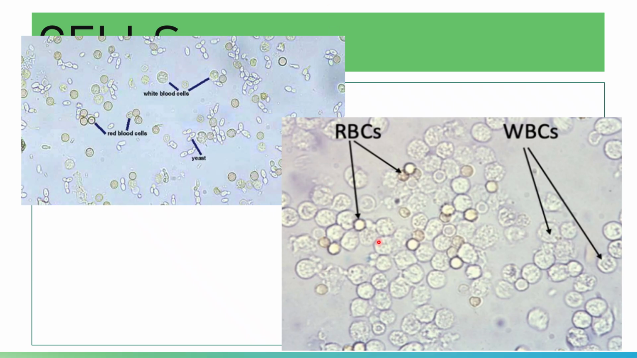Here is a microscopic image showing a lot of pus cells, a lot of WBCs, and some red cells. These are pus cells, WBCs. And these are red cells.